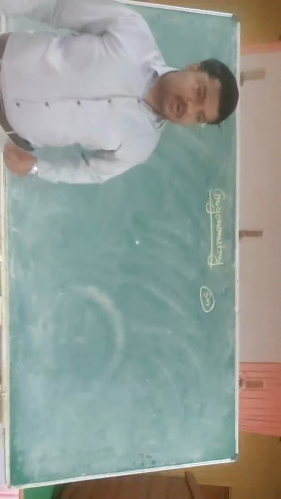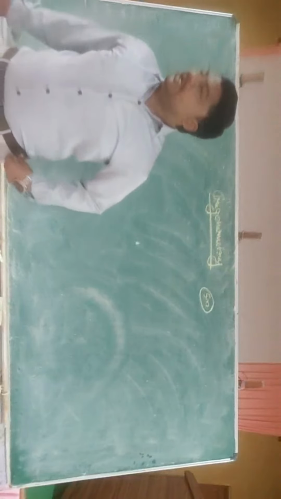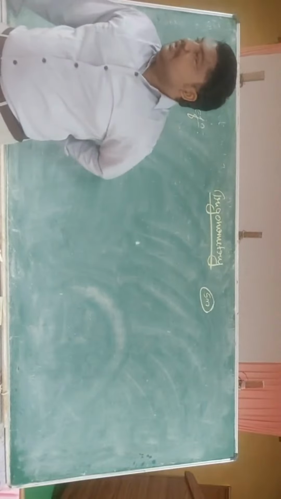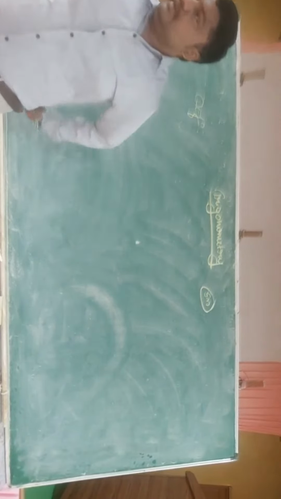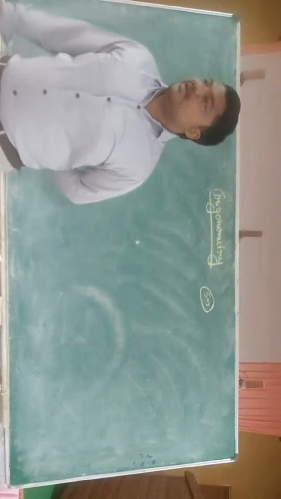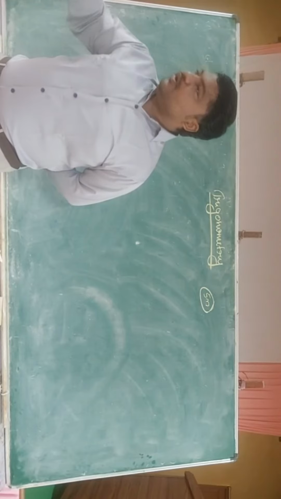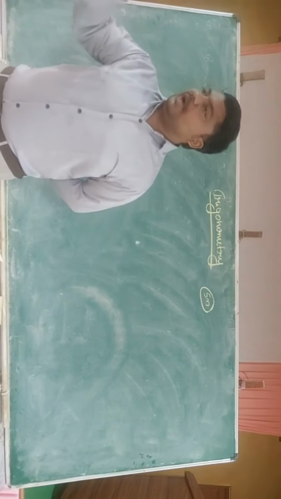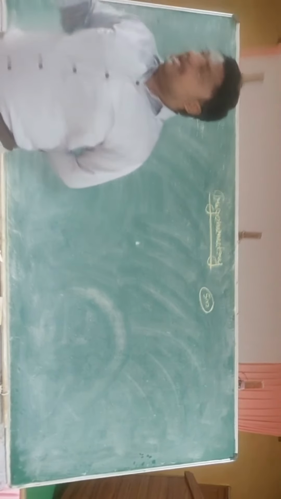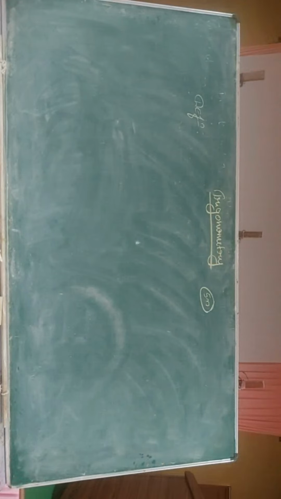Trigonometry is a Greek word. It is divided into 3 parts: tri, gono, and metry.